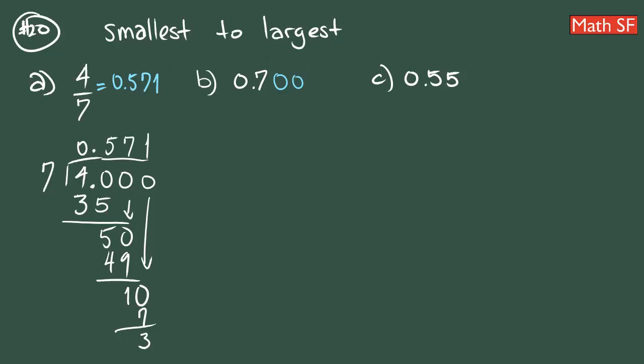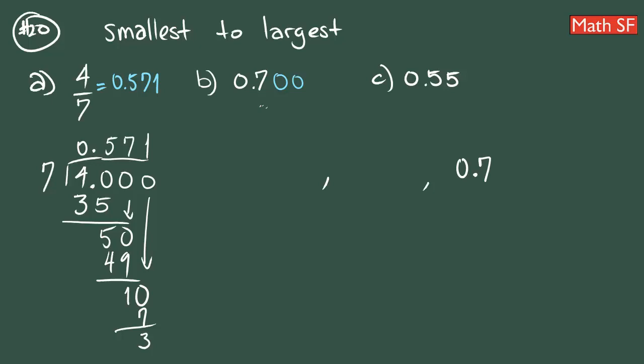Let's check at the tenths place: 5, 7, and 5. We spot the largest one, so the largest one is B. Since we need to list from the smallest to the largest, I'll put the largest here. It's 0.7. Now I only need to compare which is smaller between these two numbers here.